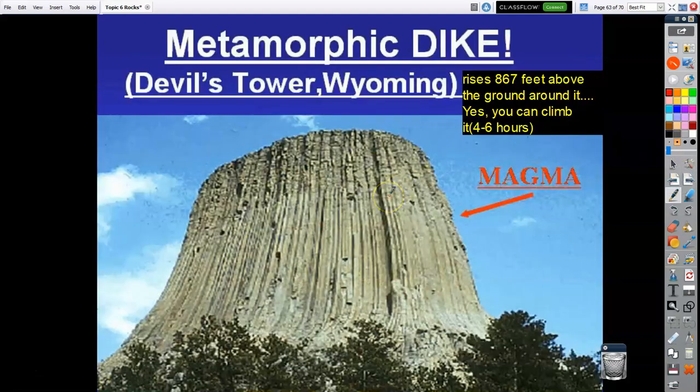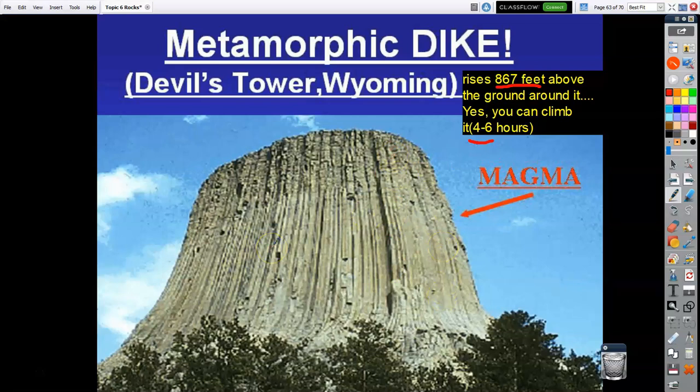This is out in Wyoming. I've never been. I don't know if any of you ever traveled out there. It's a very famous metamorphic rock. It's called Devil's Tower. And this actually sticks out of the ground. I had to look it up. Somebody had asked me. It's 867 feet above the ground. You can actually climb this thing. They'll let you rock climb it. It takes about 4 to 6 hours to climb up and back down this thing.